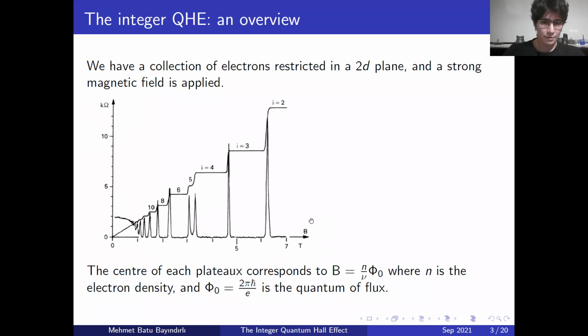So we see there is an interesting relation between these two. When we have the magnetic field in some specific intervals, we have a plateau of resistivity. So the resistivity doesn't change when the magnetic field is in these intervals, let's say. So the resistivities are quantized in a way.